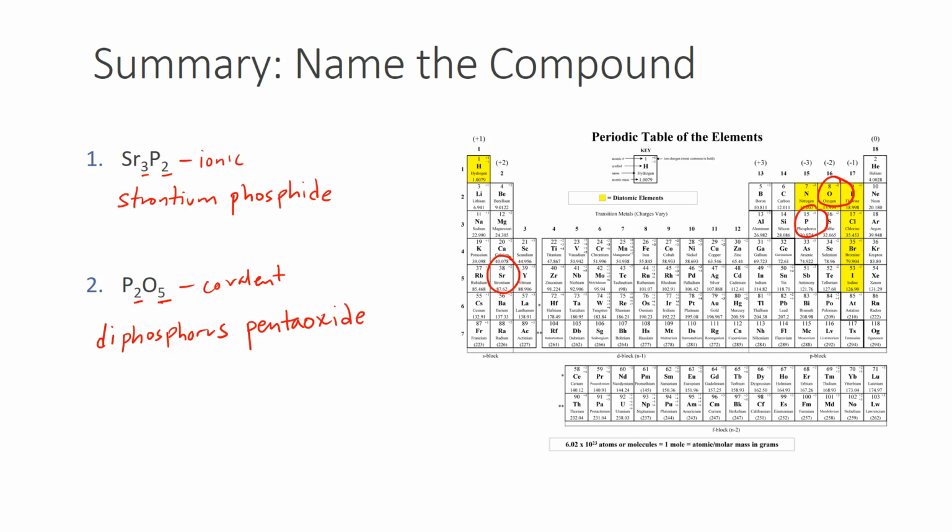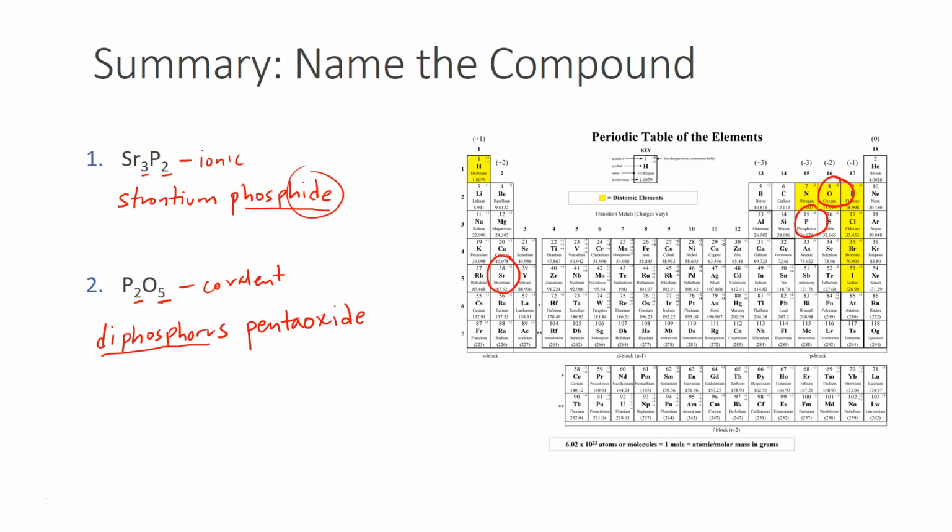Diphosphorus pentaoxide. Now notice I picked these two examples on purpose. In the first compound, the phosphorus was second in the formula, and so it got the IDE ending. In the second compound, it showed up first, and in that case, you write the full name. So you would not call this diphosphide pentaoxide. The first element, you write the full name. The second element is the only one that gets that IDE ending.